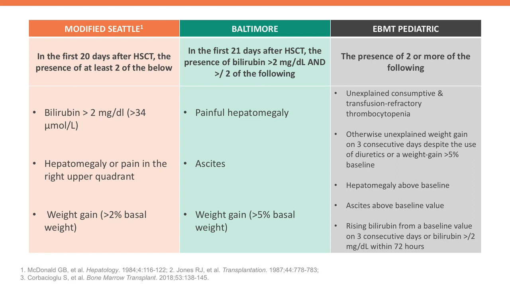So: unexplained consumptive or transfusion refractory thrombocytopenia; otherwise unexplained weight gain on 3 consecutive days despite the use of diuretics, or a weight gain greater than 5% of the patient's baseline; hepatomegaly greater than the patient's baseline; ascites greater than the baseline; or rising bilirubin from the baseline value on 3 consecutive days, or bilirubin greater than or equal to 2 within 72 hours.